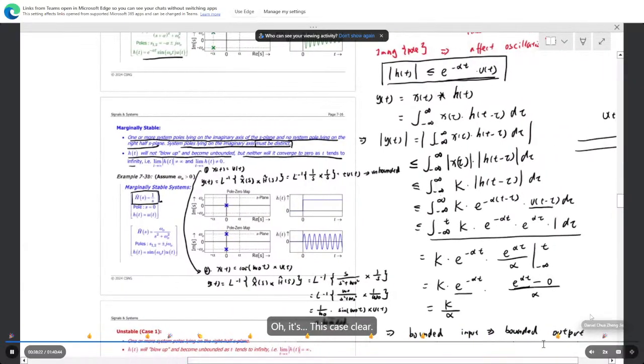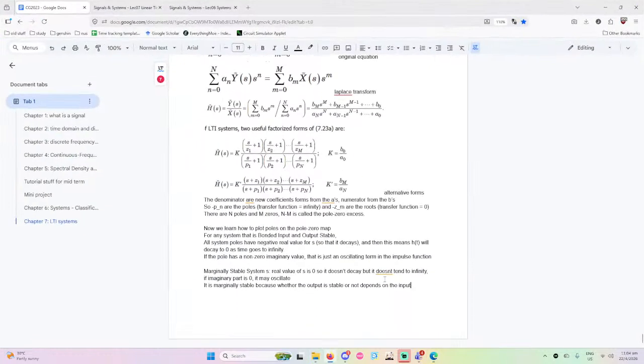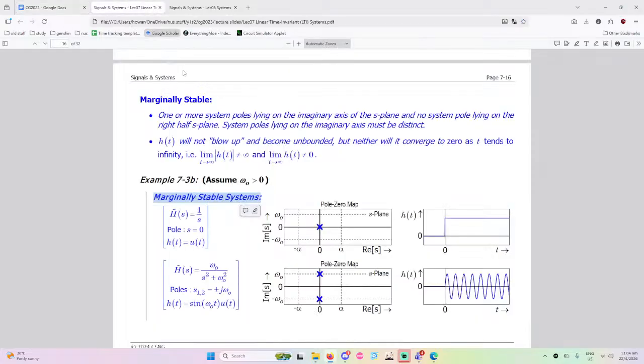So is this case clear? Marginally stable is okay. So now let's look at the unstable cases. For the unstable cases, we have two cases for unstable systems.